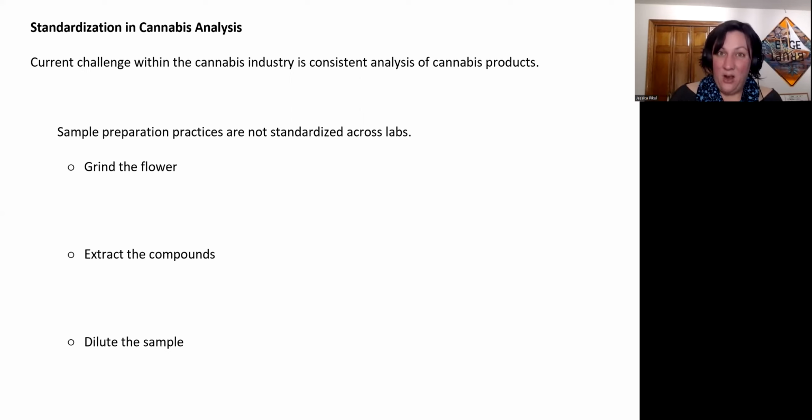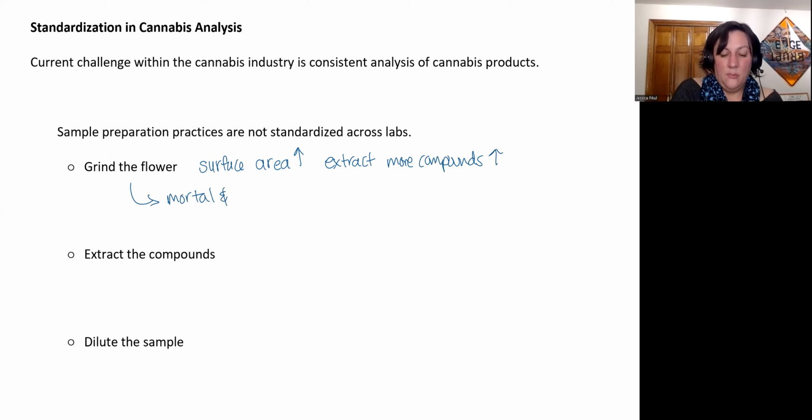The grinding of the flower can happen in a few different ways, and it is going to have an impact on how much of the compounds are able to be extracted from it. As the surface area of the particles increases, so how small they are, then we'll be able to extract more compounds. Some labs are going to use a mortar and pestle to really grind it up. Others are just going to use a mechanical grinder.